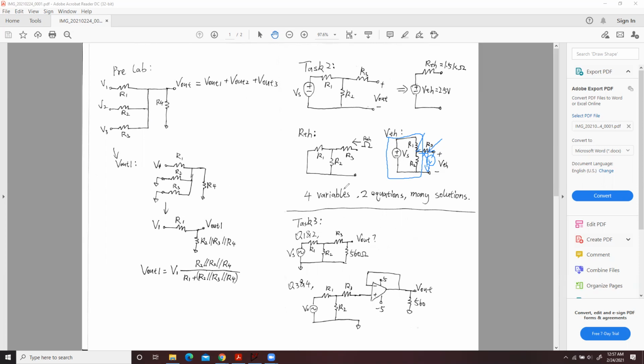Okay, so in that case, you will have two equations because of this circuit and this circuit, but you have four variables, R1, R2, R3, and Vs. So you will have many solutions. So whatever the solution is, okay, just make sure your calculation is right. You can use any solution. All right.